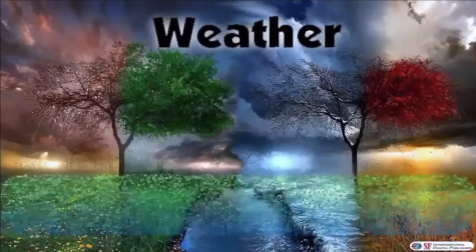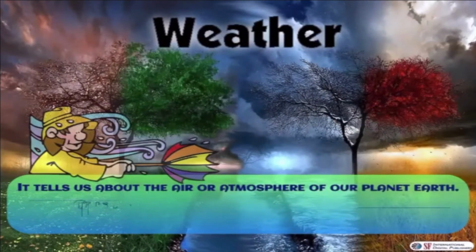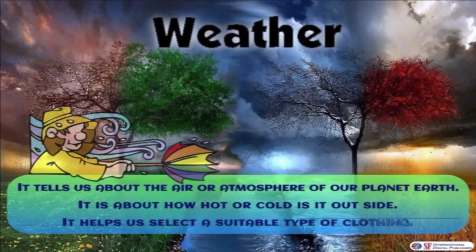Weather tells us about the air, or in other words, atmosphere of our planet Earth. It is about how hot or cold it is outside. It helps us select a suitable type of clothing. As shown in the weather symbols, we have different types of weather. The weather can be sunny, rainy, windy, cloudy, or snowy.